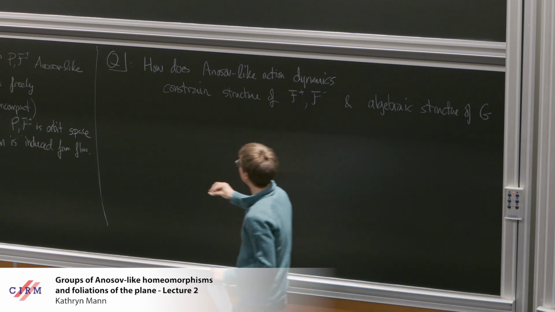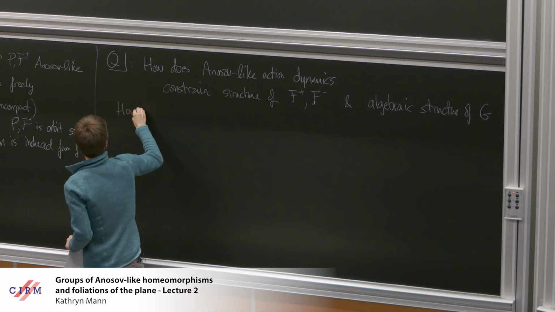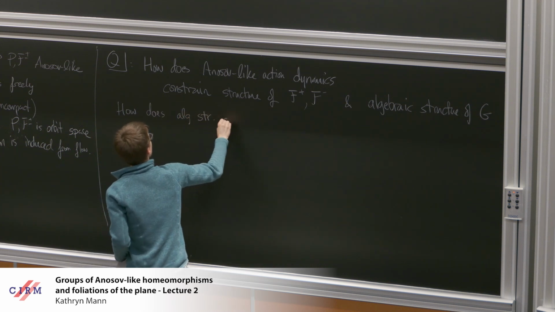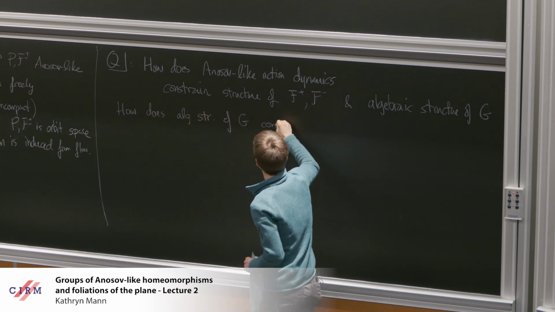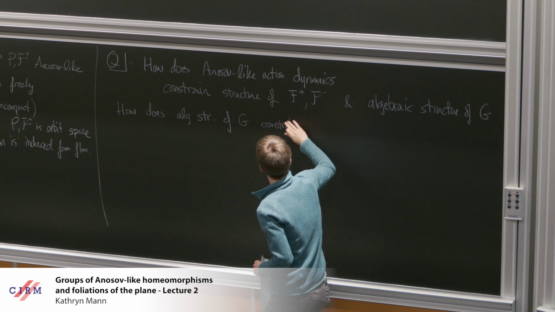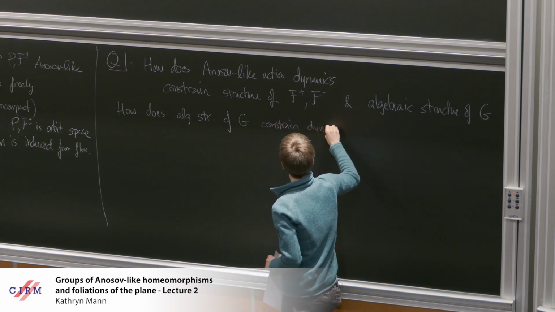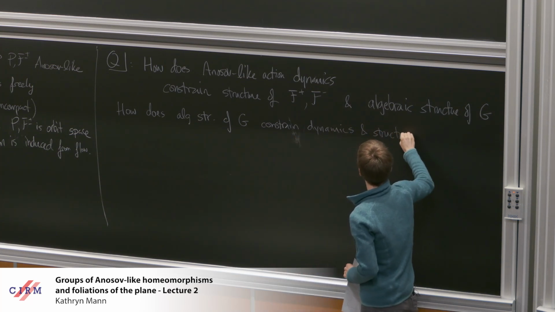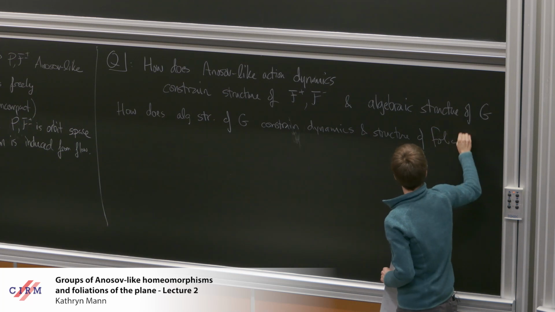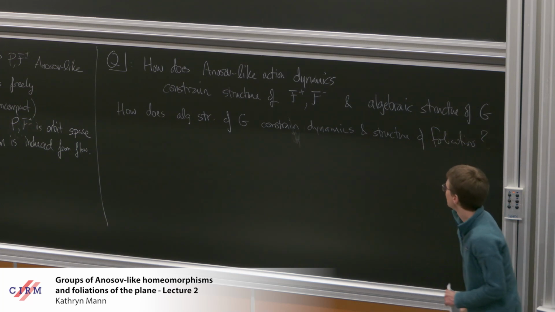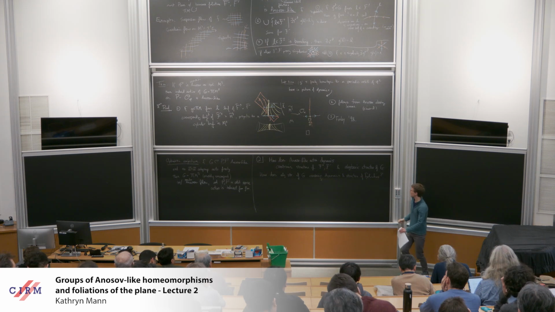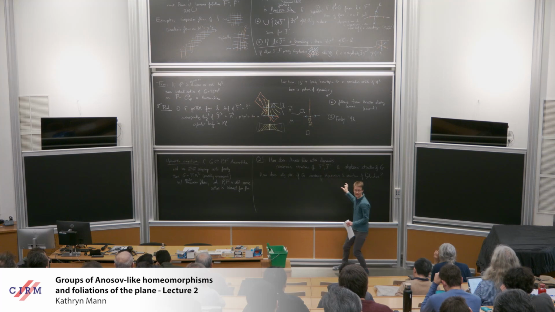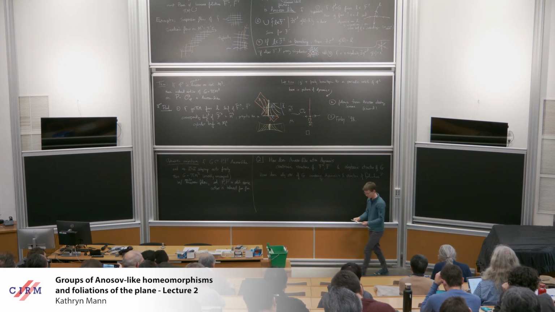And vice versa, assuming G acts Anosov-like, how does the algebraic structure of the group constrain the dynamics of the action, given that you're Anosov-like and the structure of the foliations? And I guess maybe I should have made a big triangle. You can also ask how the structure of the foliations constrains the algebraic structure of G and the dynamics and all of this. These are all very richly related.